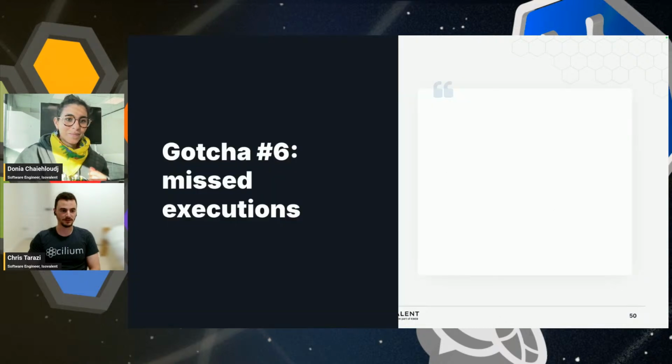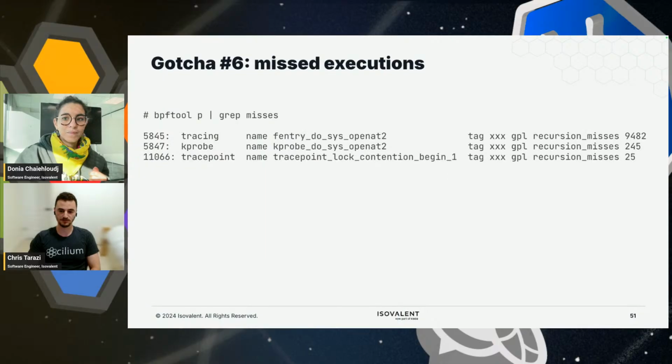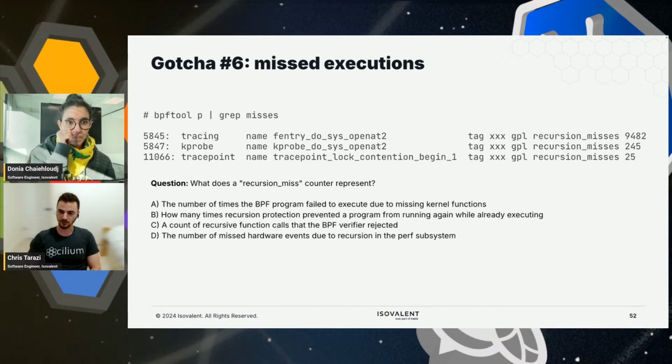All right, let's look at mixed executions. So here we have this output from BPF tool, and you will see an fprobe, a kprobe, and a tracepoint program. And then there's something interesting there at the end to the right. Any ideas what recursion miss represents? Leave your answer of what you think in the chat.